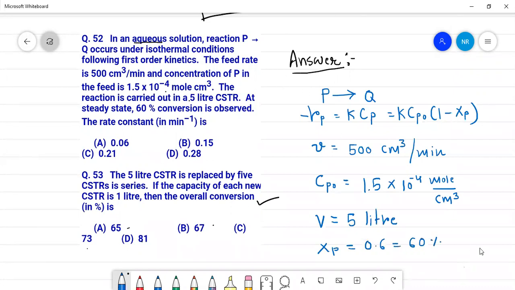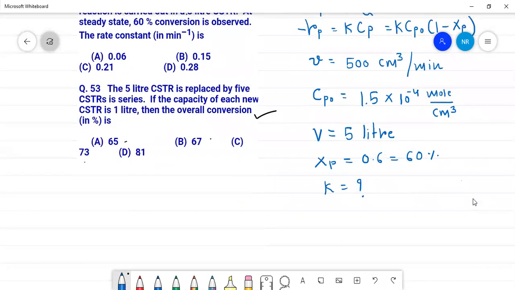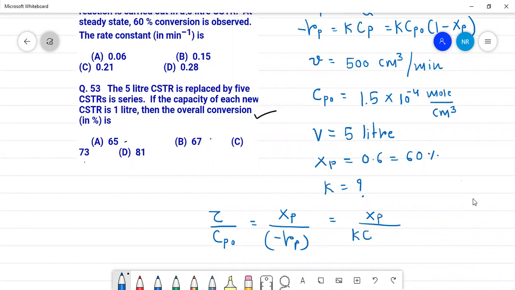Done? Okay. And ultimate goal is to find out K value. So CSTR having tau divided by CP0 here, XP divided by minus R of P. So XP divided by K CP0 1 minus XP. CP cancel out.